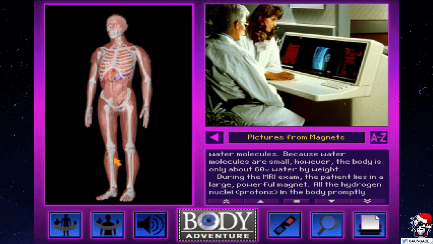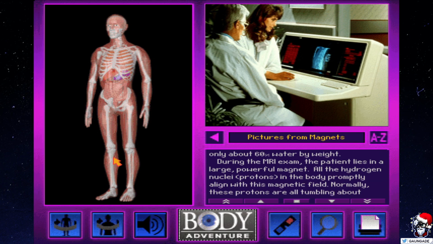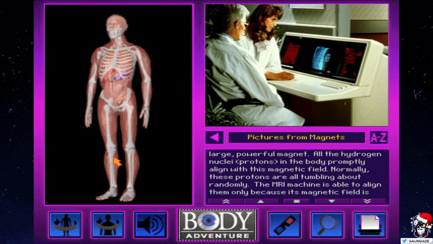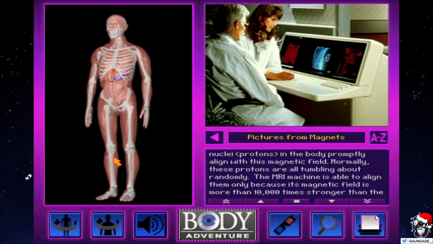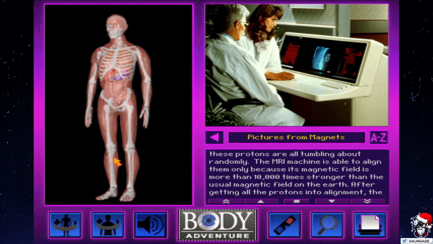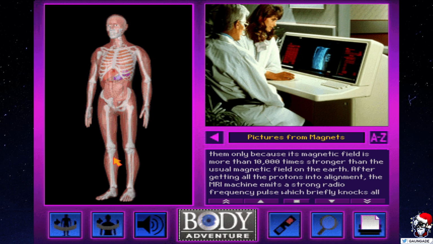During the MRI exam, the patient lies in a large, powerful magnet. All the hydrogen nuclei, protons, in the body promptly align with this magnetic field. Normally, these protons are all tumbling about randomly. The MRI machine is able to align them only because its magnetic field is more than 10,000 times stronger than the usual magnetic field on the Earth.